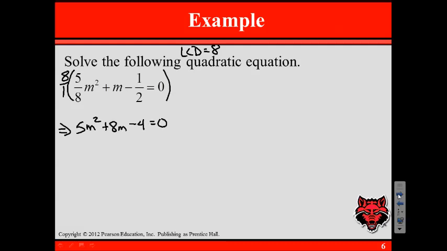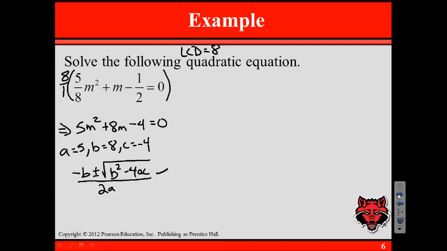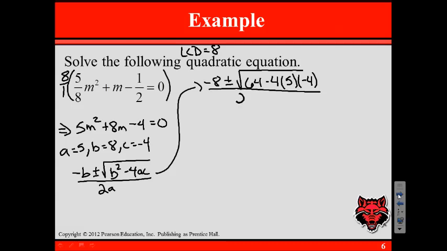Now, unlike the previous example, we don't have a GCF that we can factor, so we go straight to the quadratic formula. a equals 5, b equals 8, c equals -4. We plug that information into the quadratic formula, -b plus or minus the square root of b² - 4ac, all over 2a. Plugging in gives us -8 plus or minus the square root of 8², which is 64, minus 4 times 5 times -4, all over 2 times 5. So we continue to solve.